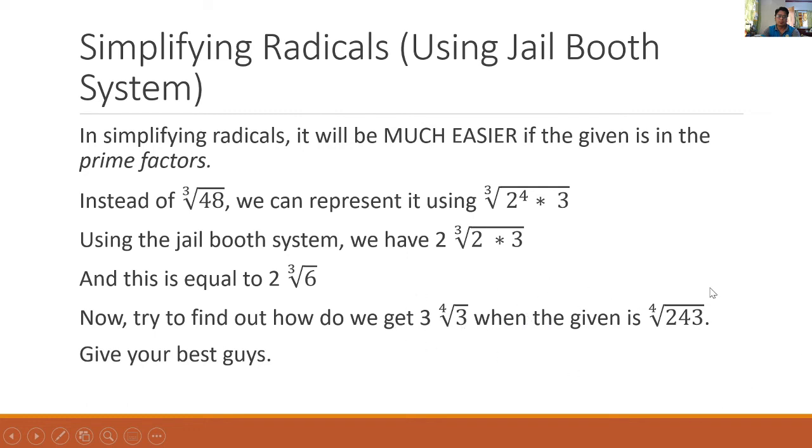Ito yung sagot. Ito na yung pinanggalingan. What we're actually looking at is the path or the way that we do para po makuha yung final na sagot. In that way, matututo po tayo. Okay? So kung nakopya na, let's proceed.